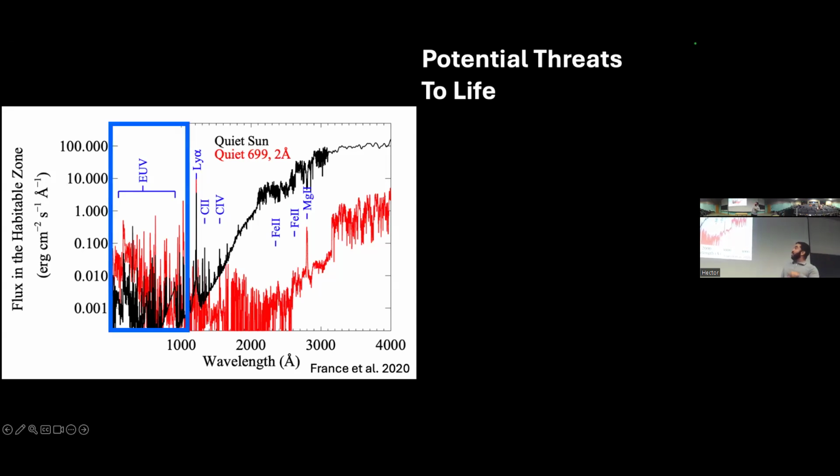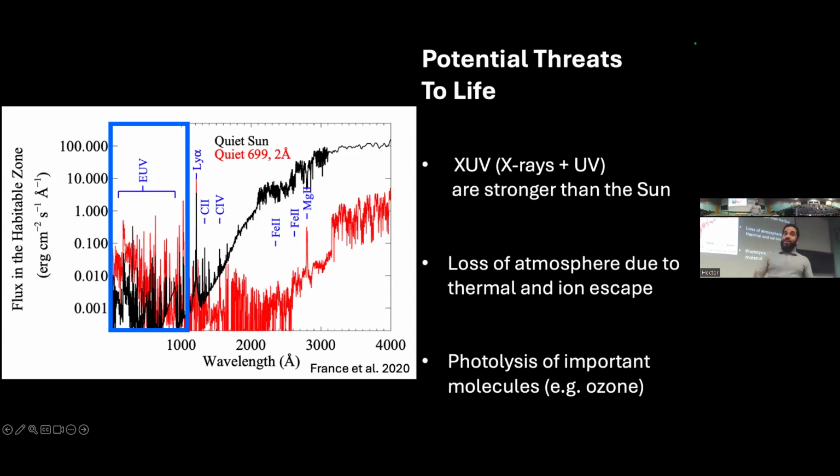We can see that in the extreme ultraviolet, our M star has a higher flux compared to the sun, meaning that the XUV, the X-rays and UV, are stronger than the sun's. When they're stronger, this could lead to a loss of the atmosphere, such as thermal or ion escape, but it could also mean photolysis of the molecules in the atmosphere. For example, one of the important molecules I'm going to be talking about is ozone, and we can see that ozone is affected by ultraviolet light.